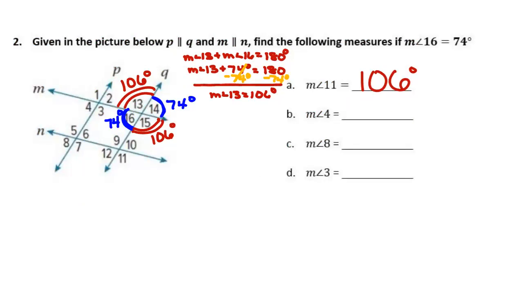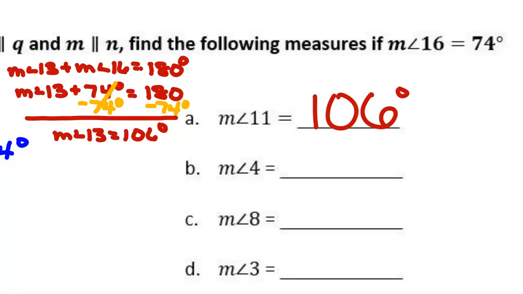Measurement of angle 4. Angle 4 is over here. Can we find a relationship between angle 4 and one of these angles? 4 and 16. What's the name of that special angle pair? Those are also corresponding. So how big is angle 4 then? 74 degrees, because corresponding angles are congruent.